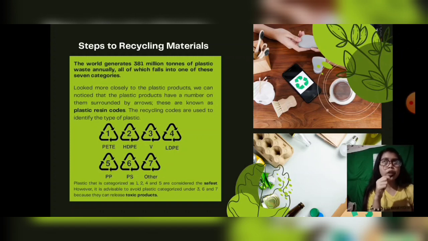So ing ana pud ka importante for us no na to understand and to know the different codes or different symbols sa plastics para makabaloo unsa tong mga plastic na safe and unsa tong mga plastics na kailangan nato i-avoid. So ing ana jud ka importante na mahibal-an nato ang different codes and different symbols sa plastics.